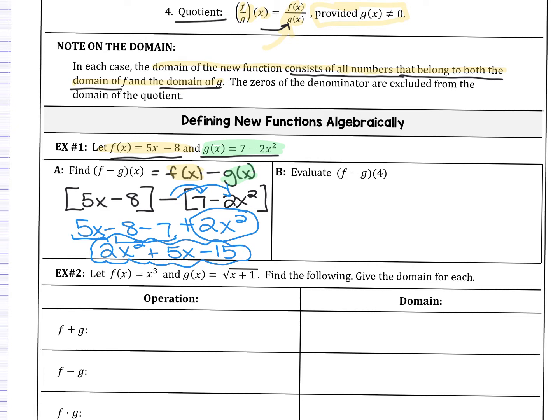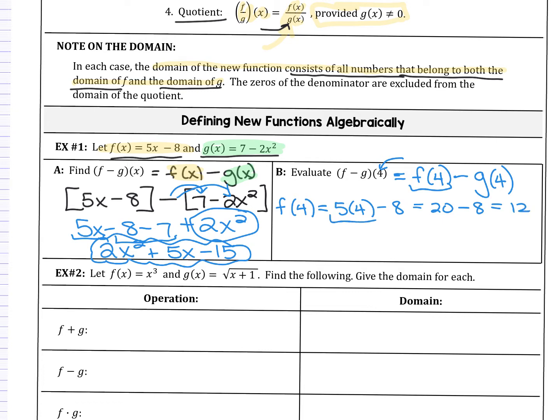Now, in the next difference, we have f minus g of 4. Well, here we don't have an x variable, but we have a numerical value. So what that means, f minus g of 4, is to take f evaluated at 4 and subtract function g evaluated at 4. Now, f of 4 is 5 times 4 minus 8, or that would give me 20 minus 8, which is 12. 5 times 4 is 20. 20 minus 8 is 12.